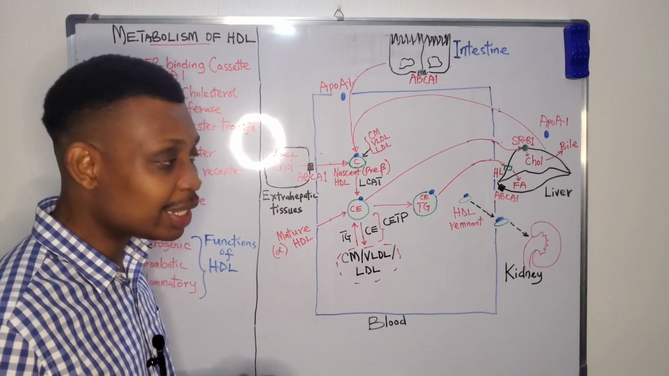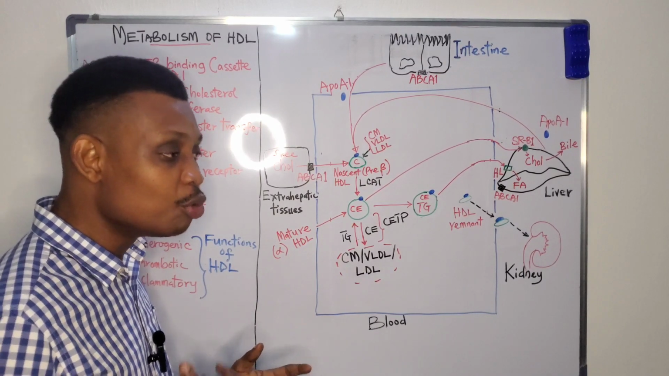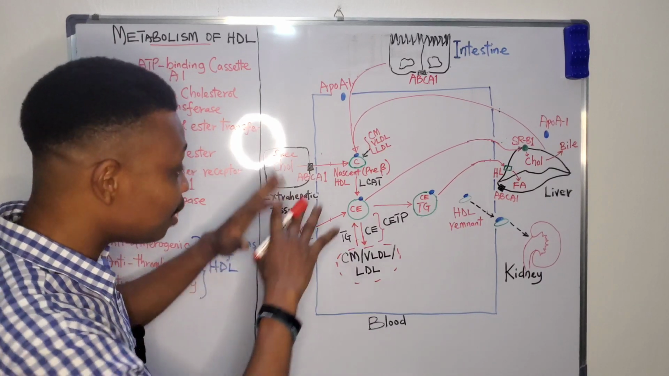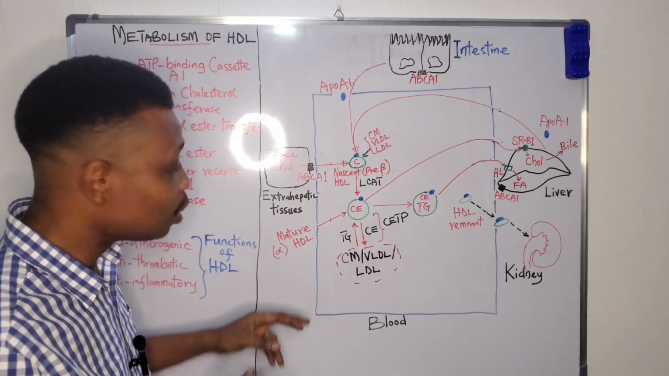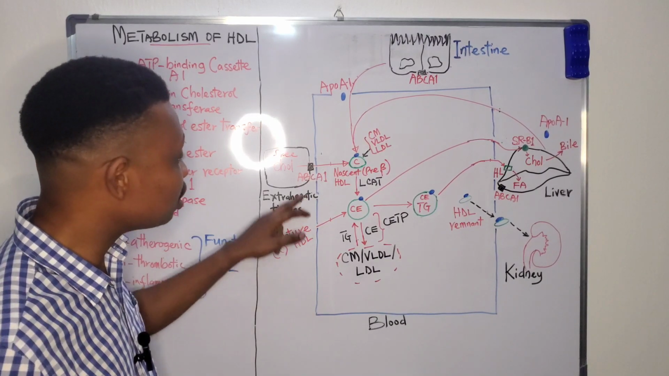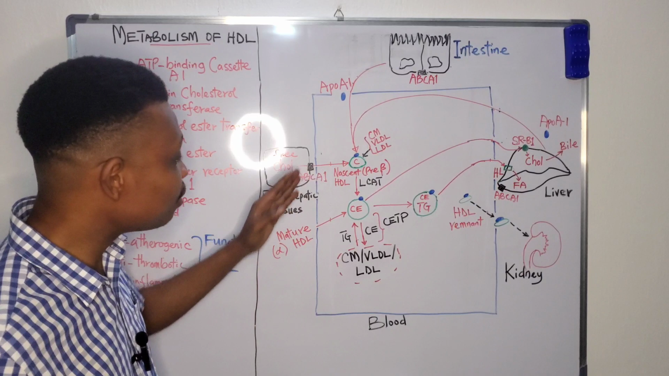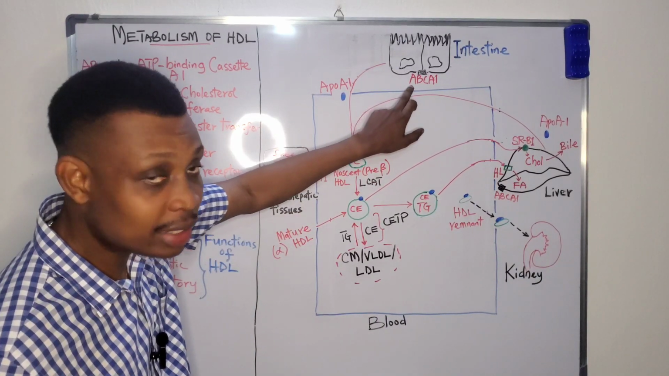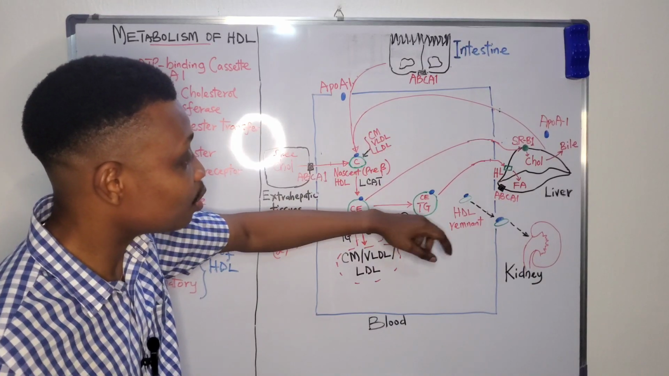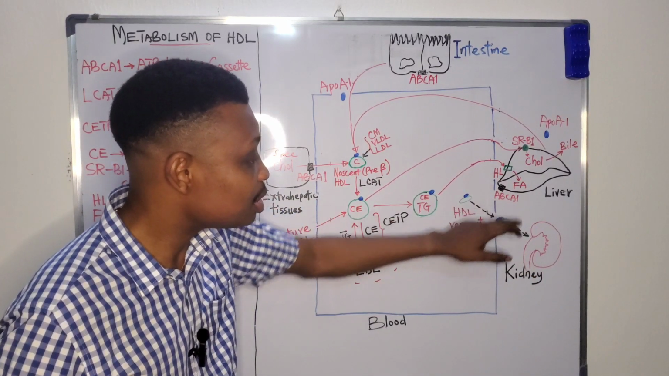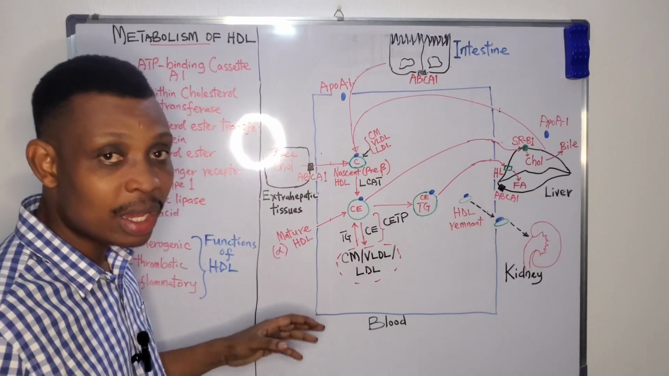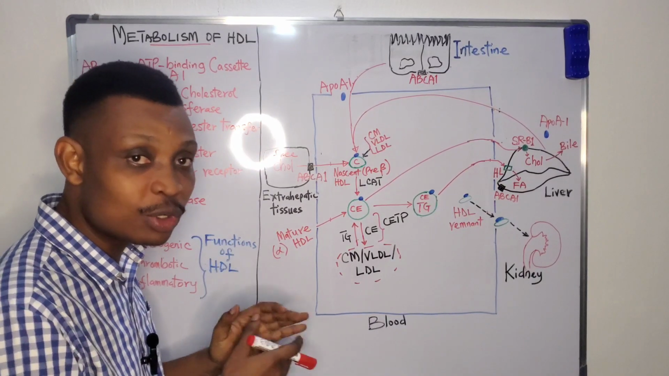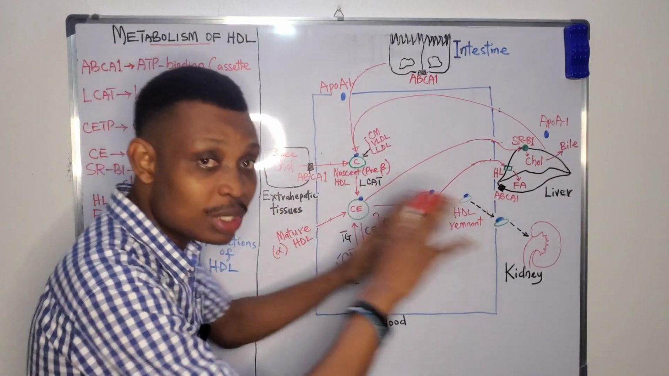There's a transporter protein that facilitates the moving out of these free cholesterol and phospholipids from these various tissues. And that transporter protein is called ABCA1. So on the surface of the extrahepatic tissues, there is ABCA1. On the surface of the intestinal cells, there is ABCA1. And on the surface of the liver, there is ABCA1. So this ABCA1 facilitates the transport of free cholesterol and phospholipids from these various tissues into the circulation.